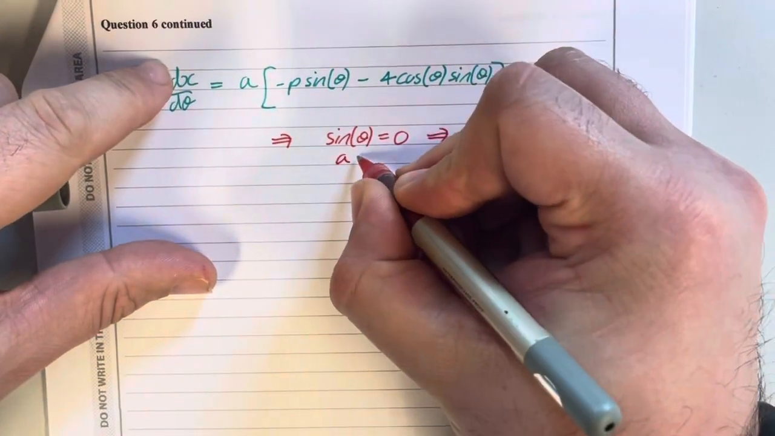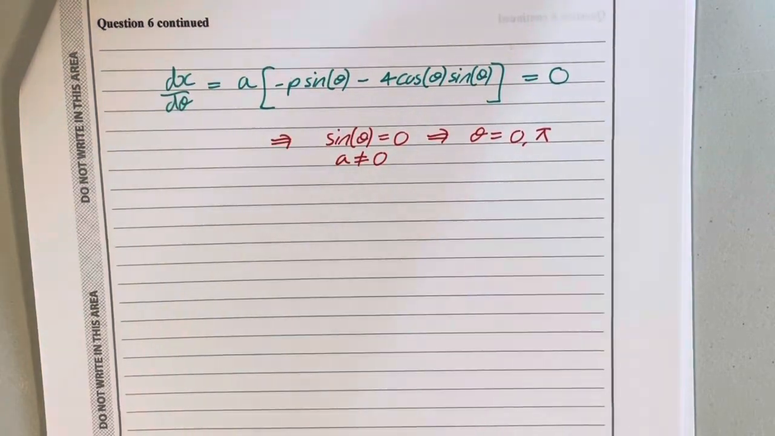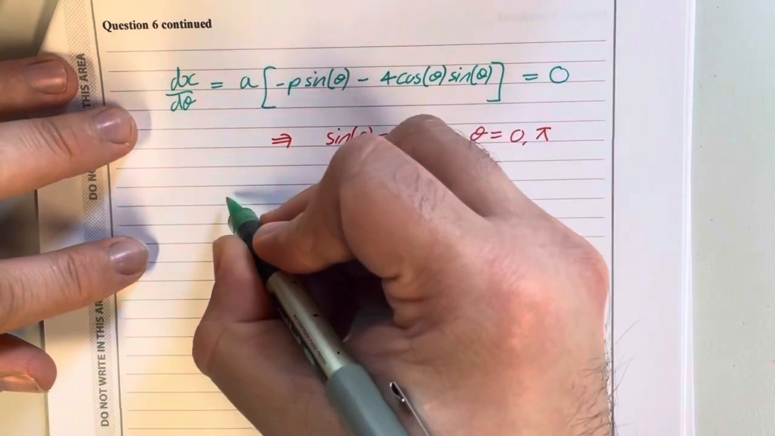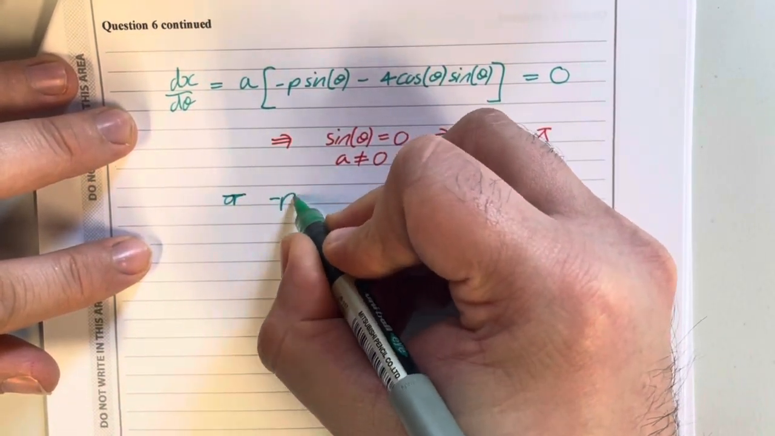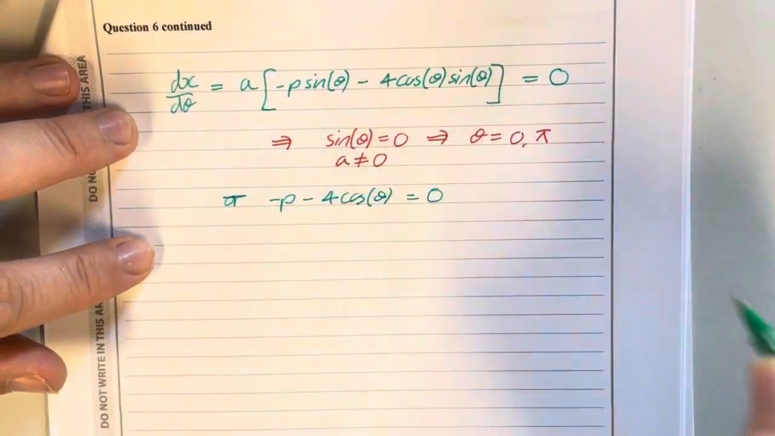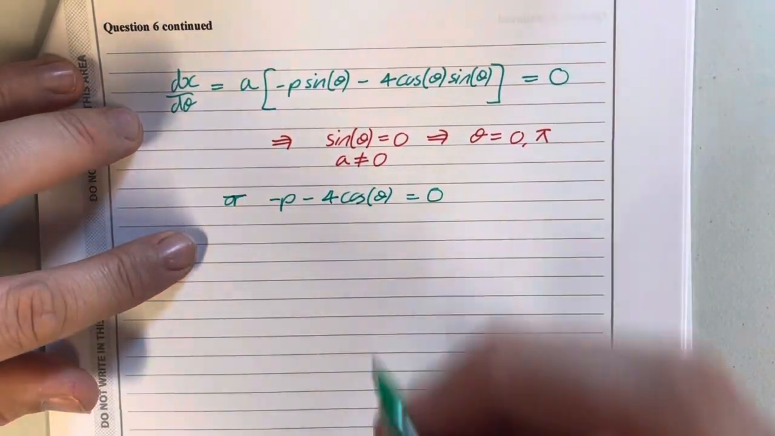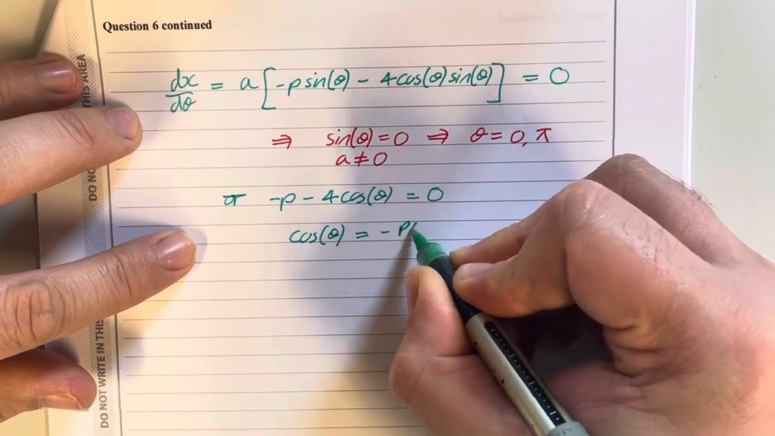Or A is 0, but we know A is not 0, because otherwise it would just be the origin, and that's not what C is. Or we end up with minus P minus 4 times the cosine of theta equals 0. Add P, divide by minus 4, so we end up with the cosine of theta is minus P fourths.